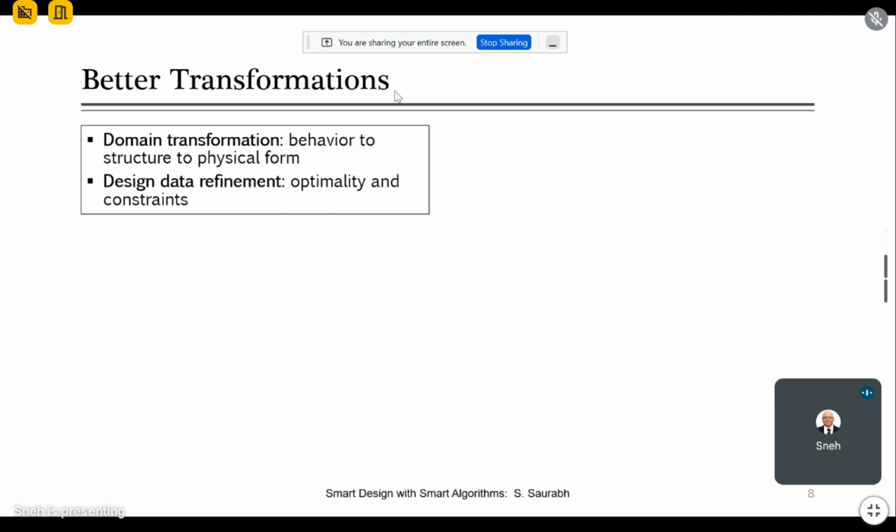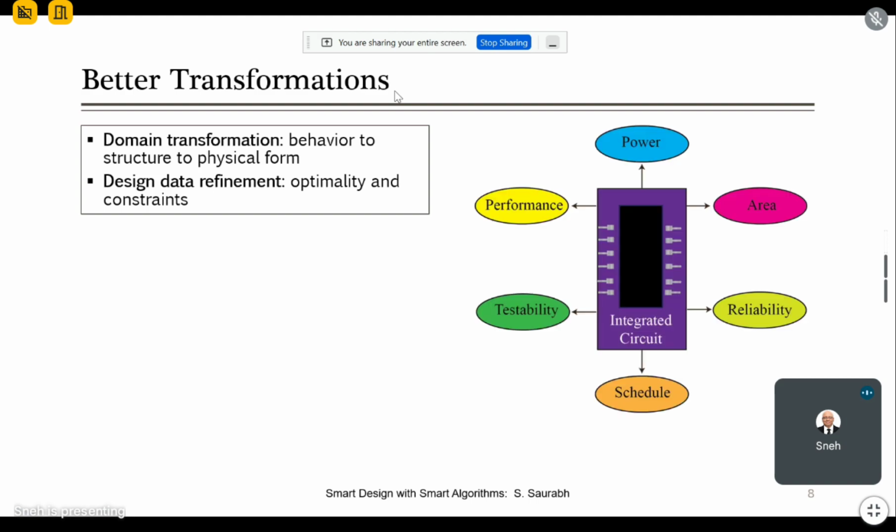Now in this context, the ML technology can give us a better solution. Now, how do we evaluate a better solution, right? How do you say that this solution is better than the other?